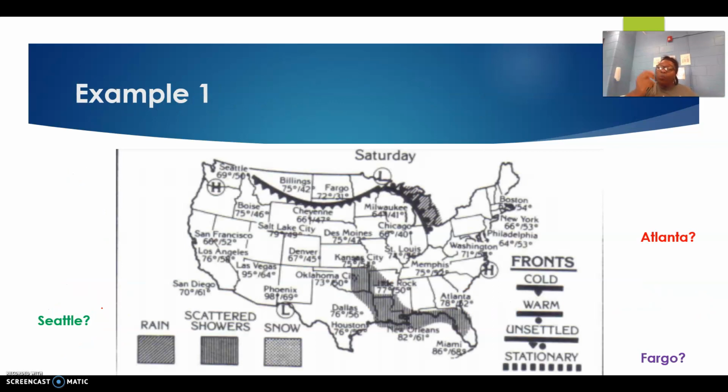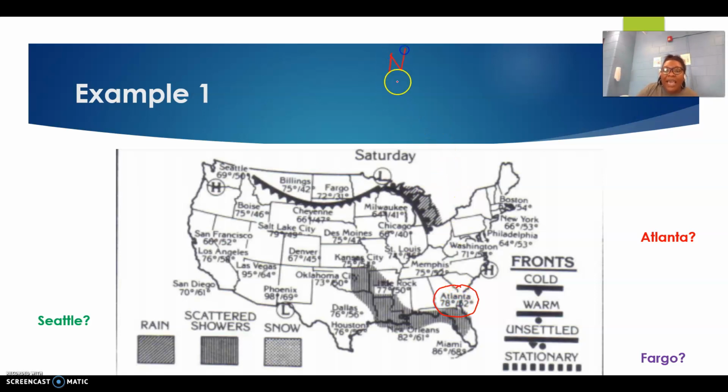Example 1. We see here a weather map, and there's a lot going on in this weather map. We're going to look at 3 specific cities first. Let's look first at Atlanta. You do not need to draw this weather map. You're listening to Miss Neville.